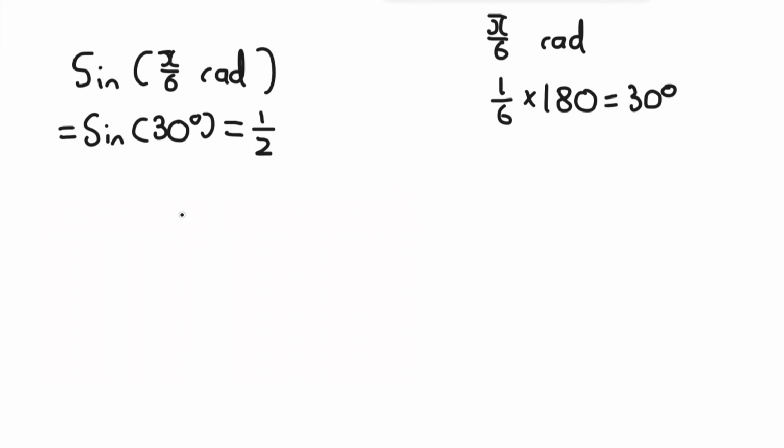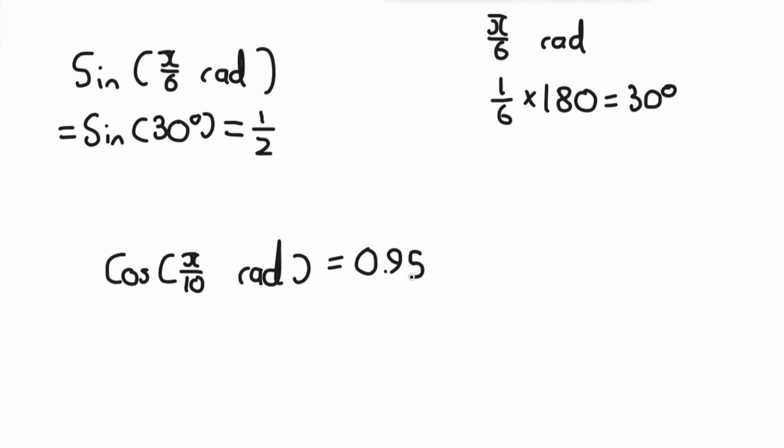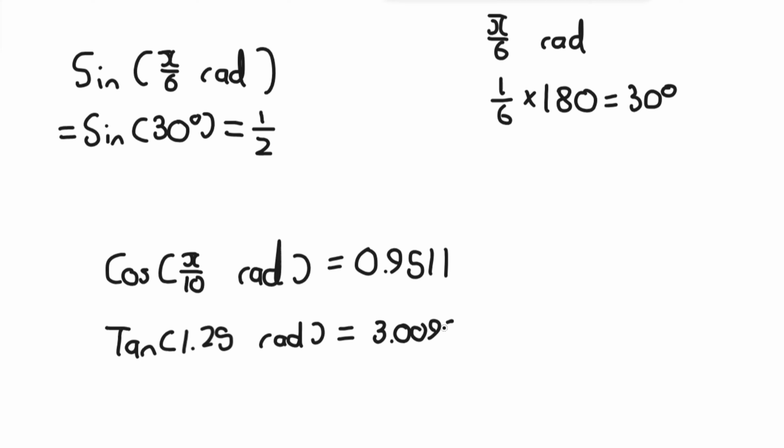So here's just two more examples. If you put cos of pi over 10 radians into your calculator, as long as it's in the radians mode, it will give out the value of 0.9511. As well, if you do tan of 1.25 radians, it will give out the value of 3.0096.